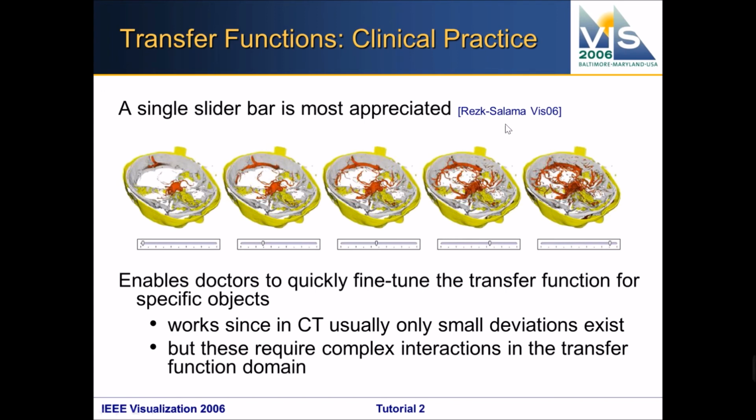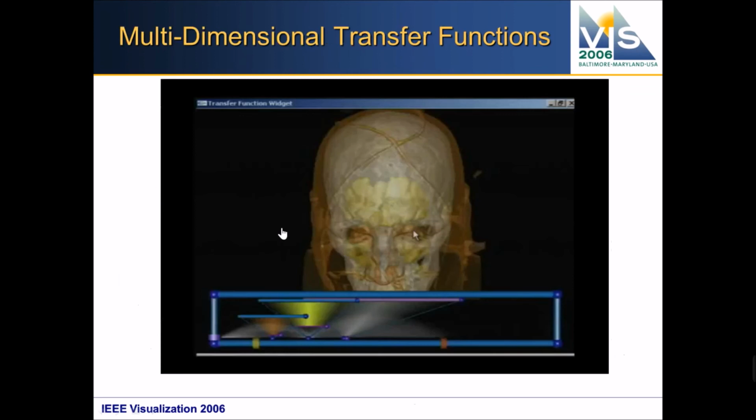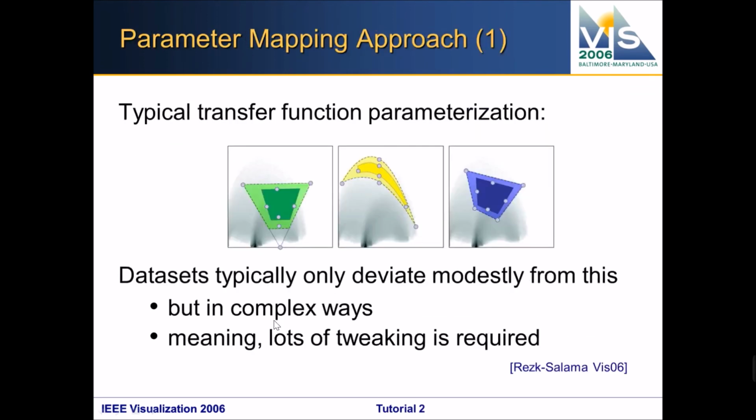So Rezk-Salama developed a method that allows you to design this slider. What he did is essentially a machine learning approach. He acquired, let's say, I don't know how many, 50 data sets or something. For each data set, he had lab technicians or experts design transfer functions. The kind of transfer function like this, remember, with these arcs. These sort of widgets here.